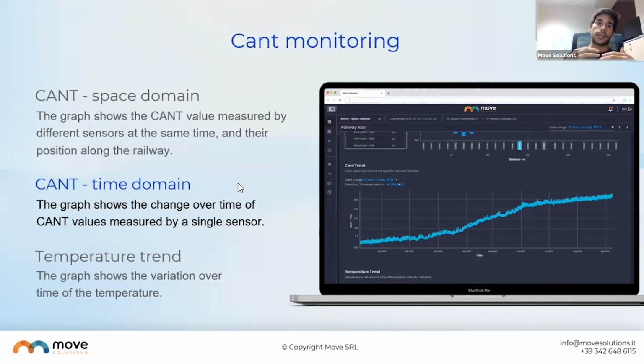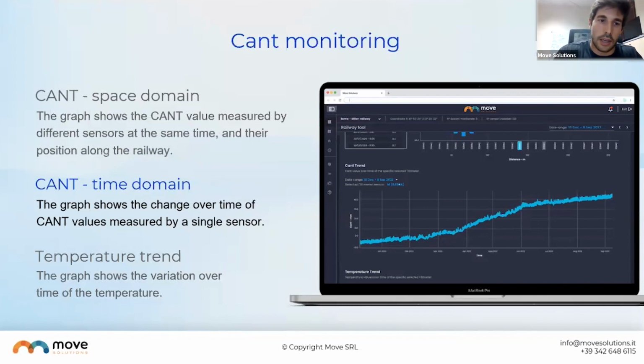So the first level of the analysis is the Cant in the space domain along the tracks, just to locate the areas that are concerning in that sense. And then you can go and look at the single sensors and the evolution of that parameter over time.